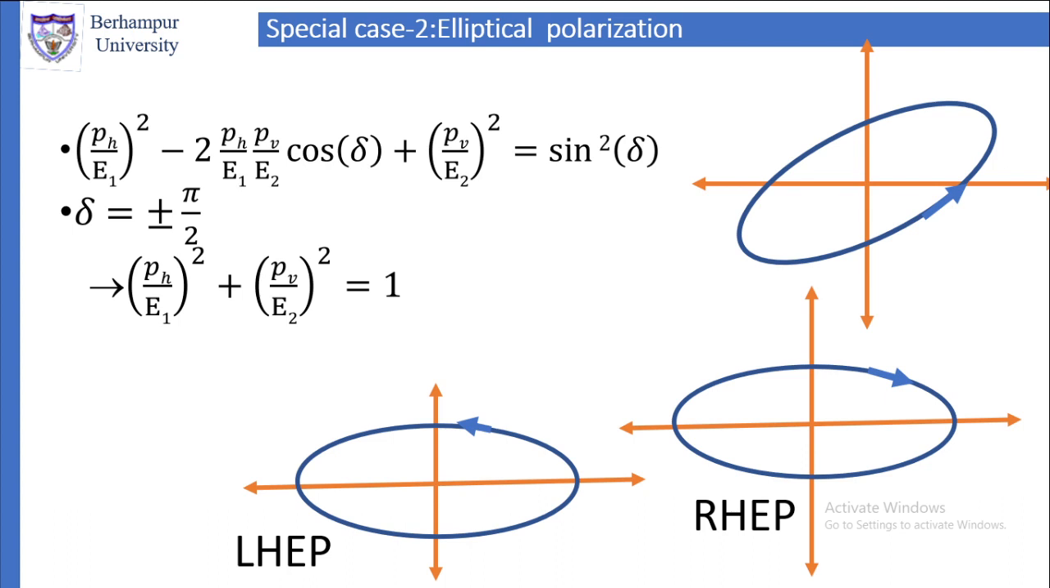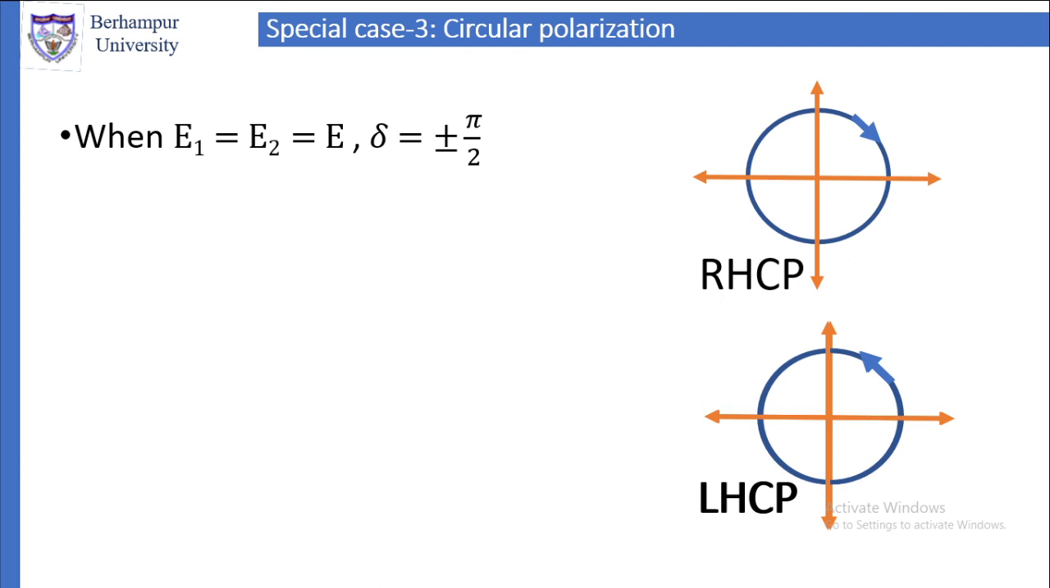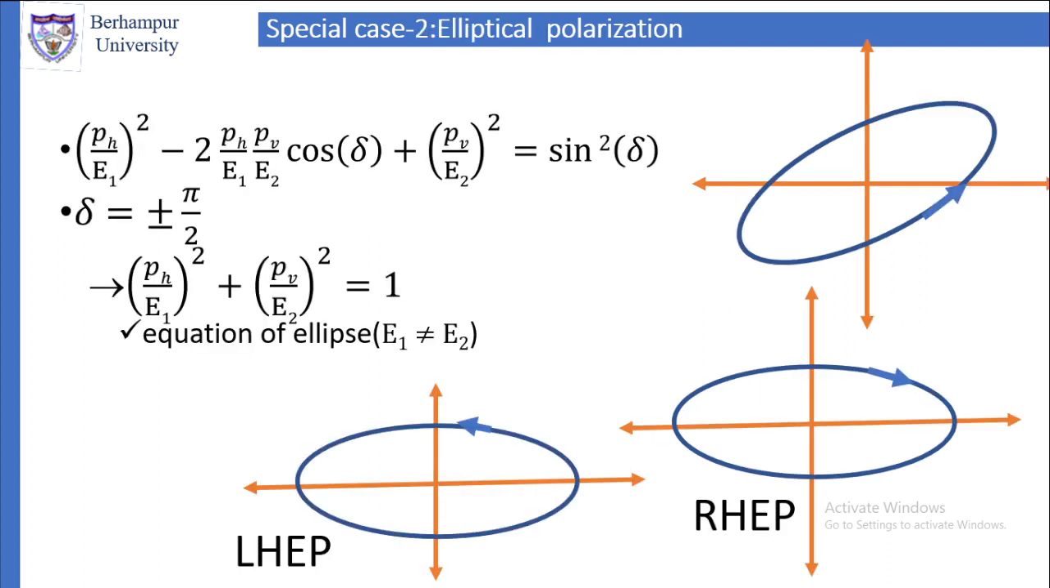So in either case, whether delta is plus pi by 2 or minus pi by 2, sin² delta is equal to 1. Sin delta is equal to plus or minus 1, so sin² delta will be 1 and cos delta will be 0. In that case, (PH/E1)² plus (PV/E2)² is equal to 1. This is the equation of an ellipse, as we know. The condition is that E1 is not equal to E2. This is the equation of an ellipse.